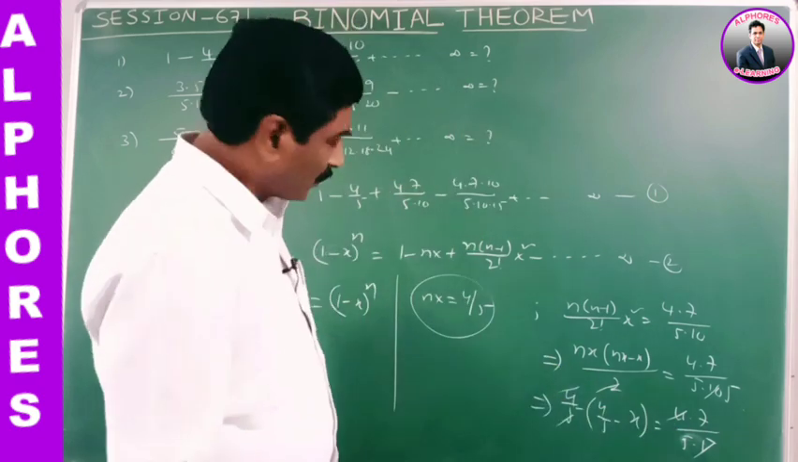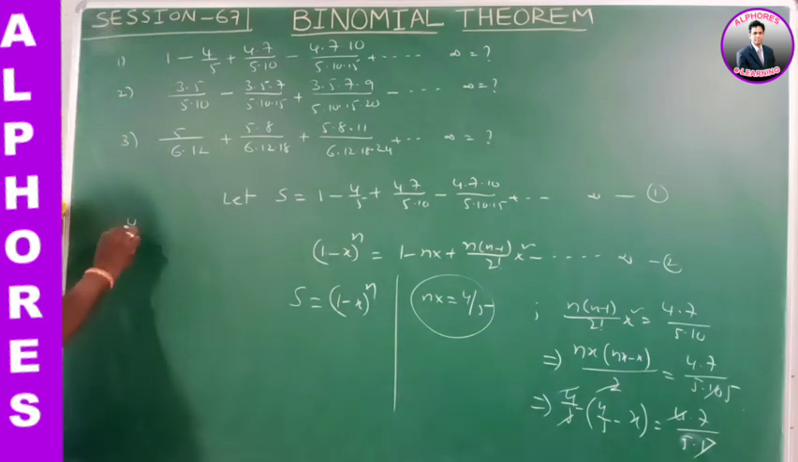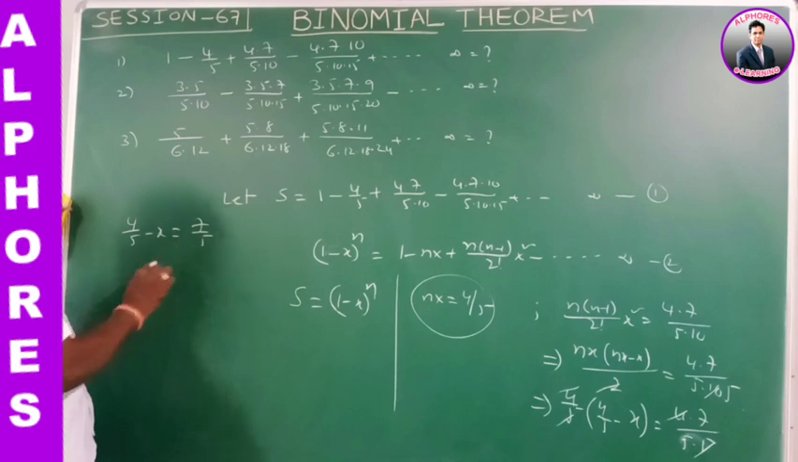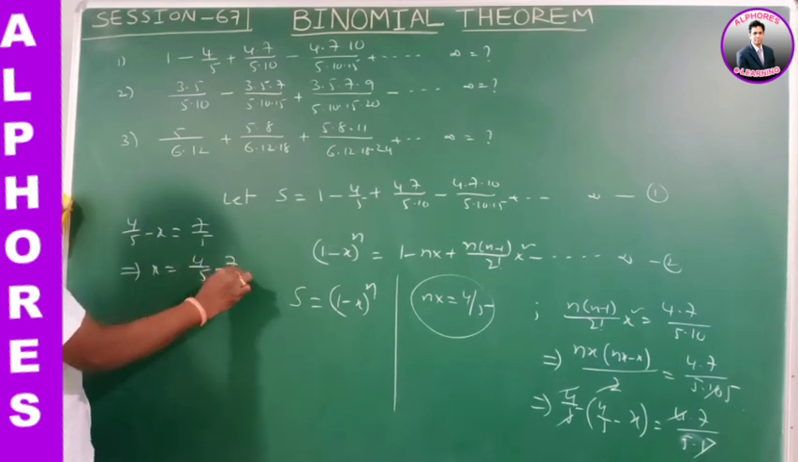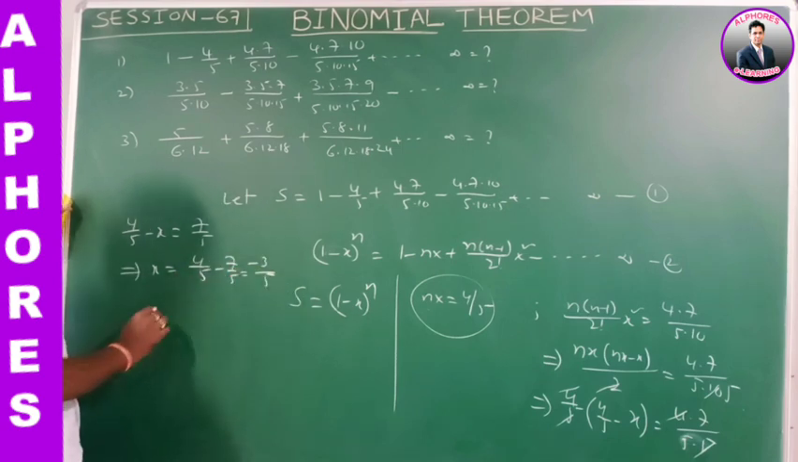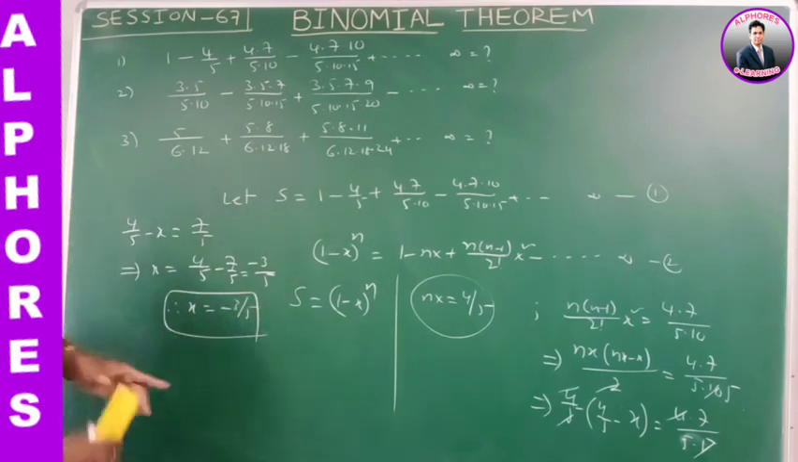By using that value, we find the value of x. Here 4 by 5 minus x is equal to 7 by 5. Okay. What is the x? X is equal to 4 by 5 minus 7 by 5. LCM is 5. 4 minus 7 means minus 3 by 5. Therefore, x is equal to minus 3 by 5. X value is minus 3 by 5.